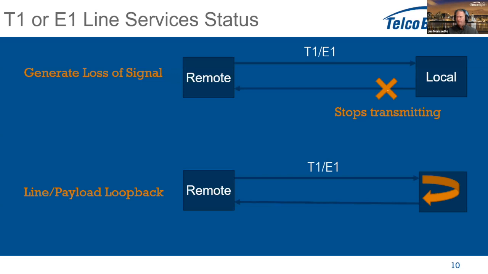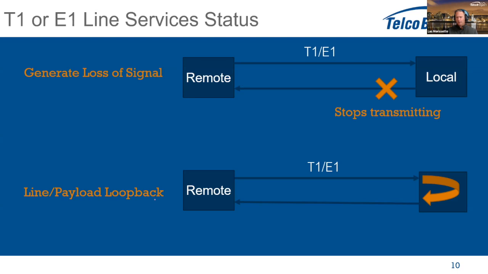For example, if you have a connection end-to-end between you and the remote device, you can simulate a loss of signal. So that means you stop transmitting, he will see a loss of signal. And here on the receive side, we'll get a remote alarm indication. So when we have this, and you look at the remote end and you say, yeah, I'm seeing a loss of signal. And here, yes, I'm seeing a remote alarm indication. This gives you a good idea that you're connected at the right place into the network.